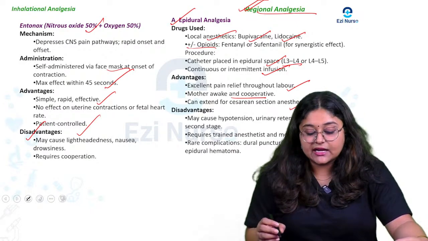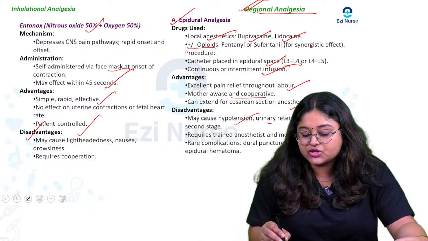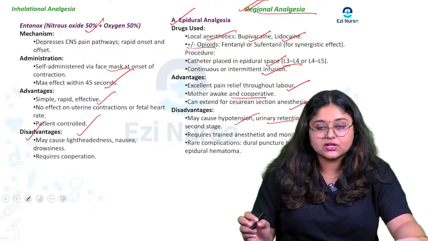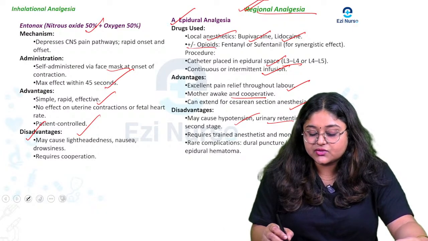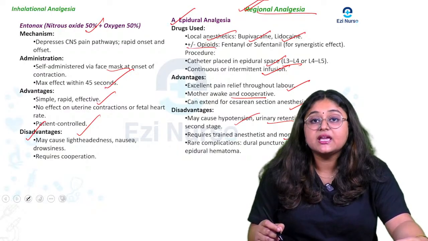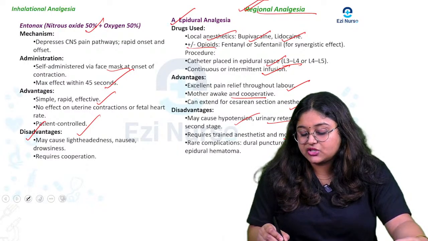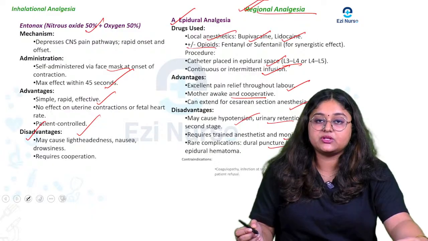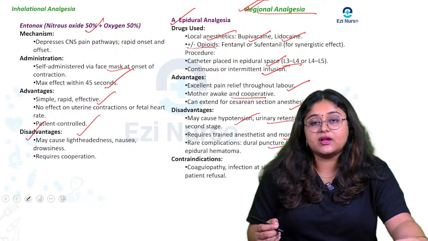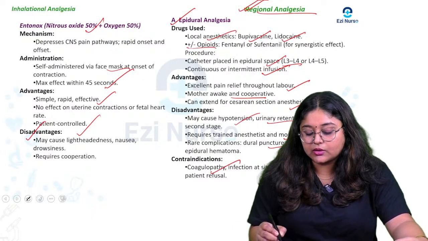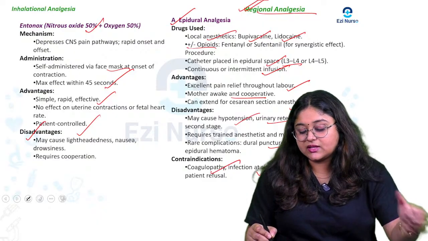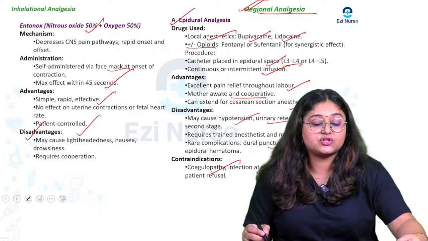Now come to the disadvantage. It may cause hypotension, urinary retention, prolonged second stage of labor, and it requires trained anesthetists as well as monitoring. And what are the rare complications? Dural puncture, headache, infections, epidural hematoma. Next is the contraindication. In this contraindication you can see coagulopathy, infection at site, severe hypovolemia as well as patient refusal.